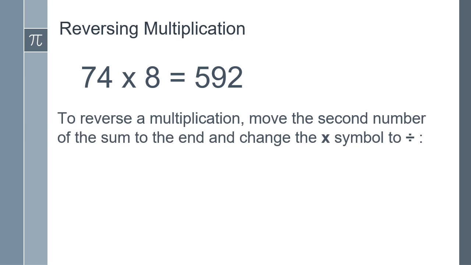So now we've got reversing multiplication. So our sum we're going to use as the example is 74 times 8, which is 592. That's the answer we've got.